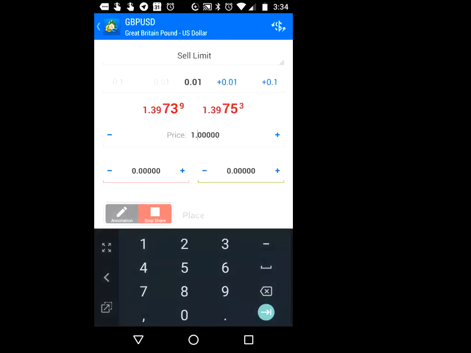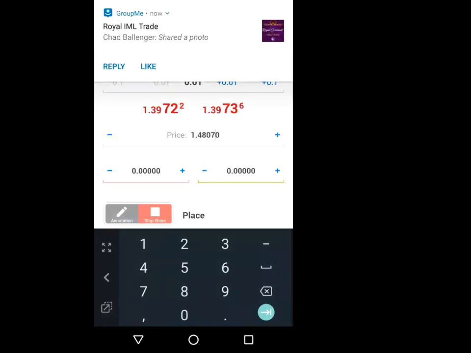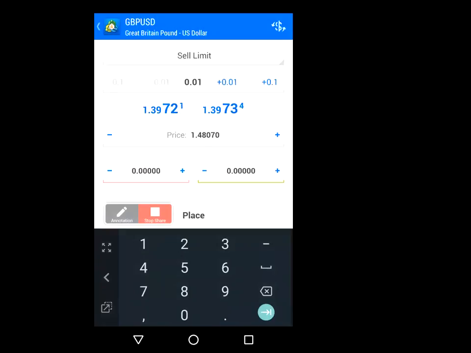So my entry will be 1.4807. And now with these numbers, you can ask me, if you're not part of IML, how to get enrolled so you can get your numbers, okay? So, but today, I'm just putting in this number based on my analysis on GBP USD, okay? So I put in my take profit, 1.3500.